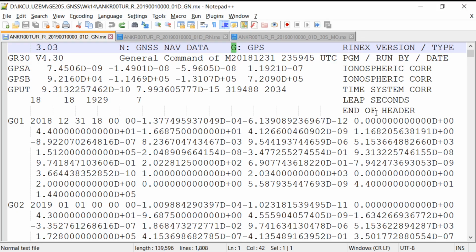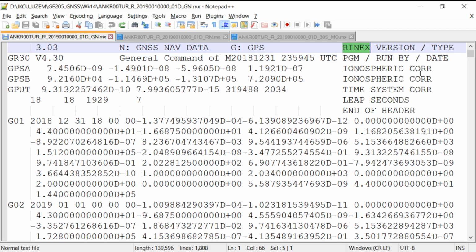One such navigation message file is the GPS broadcast file. So this is, for example, the human readable format, ASCII format, RINEX file. The description of the RINEX file can be found within this week's documents. RINEX here means receiver independent exchange format.